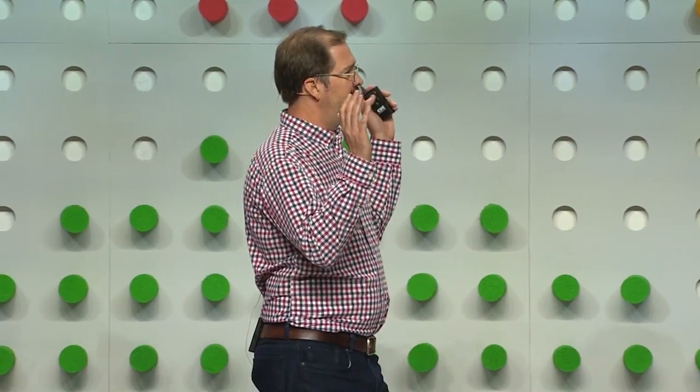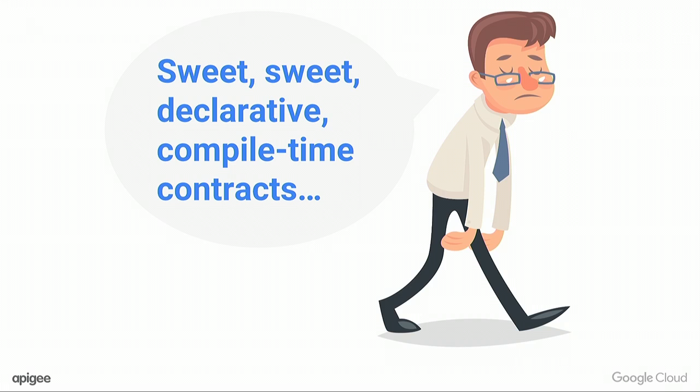I'm going to ask you to use your imagination. This is, as you can tell, in the style of Homer Simpson, but legal would not let me use Homer Simpson in my slides. So mentally substitute this with Homer Simpson, because apparently that's OK. But sweet declarative compile time contracts. This is how, literally, I actually imagine myself as Homer Simpson when I think about OpenAPI in this way.